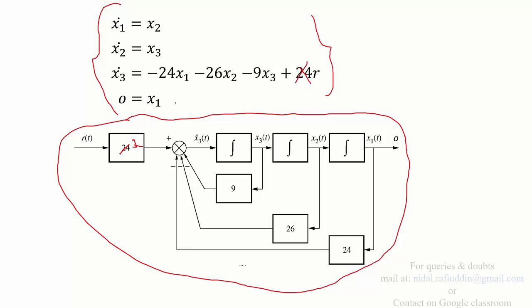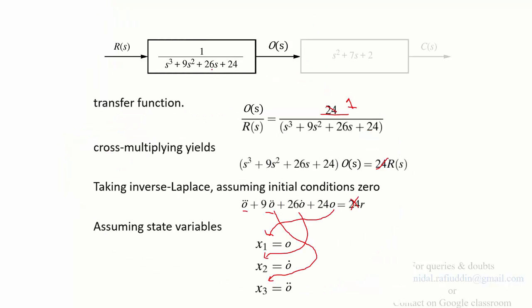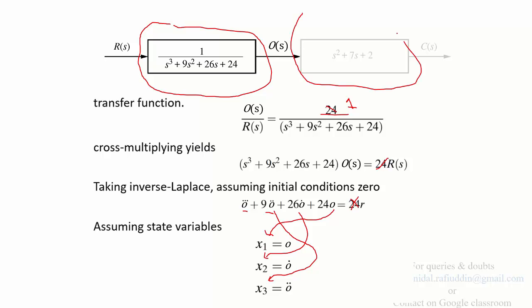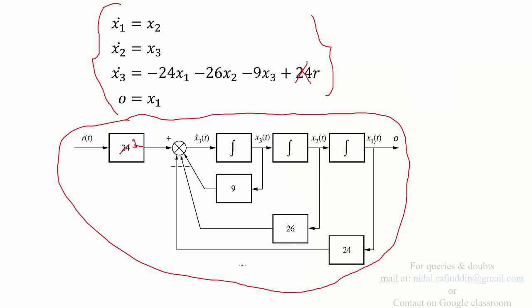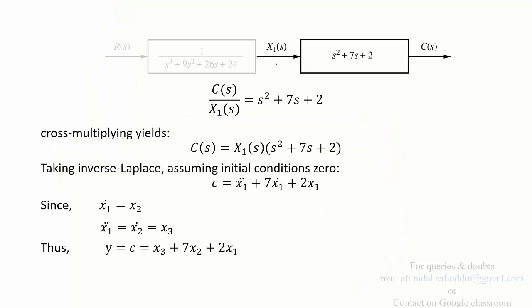but it's not final because what we did was we obtained the state model for this particular block, but we still have to acquire the state model for this block. In order to obtain the state model for the second block, we assume the output as C and the input to this block as x1, since we saw here that the output O was equal to x1. So we directly feed this x1 as input to the second block.